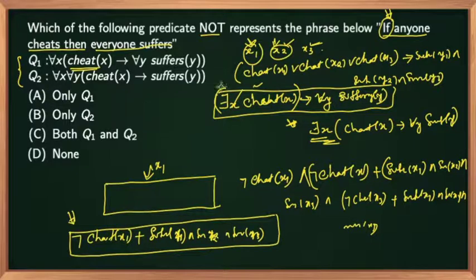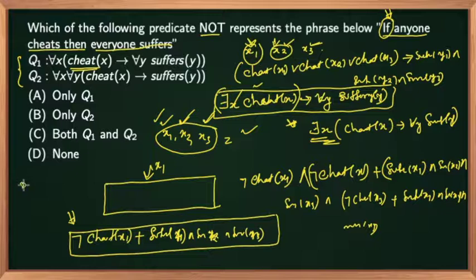For each value in this domain, this particular expression should be true, right? So for example, I am just taking x1, x2, x3, and let's assume all are not cheaters. So not cheat of x1 will be true, not cheat of x2 will be true, and not cheat of x3 will be true. So none of them are cheaters. That also means that for this domain, this predicate should be valued as true.